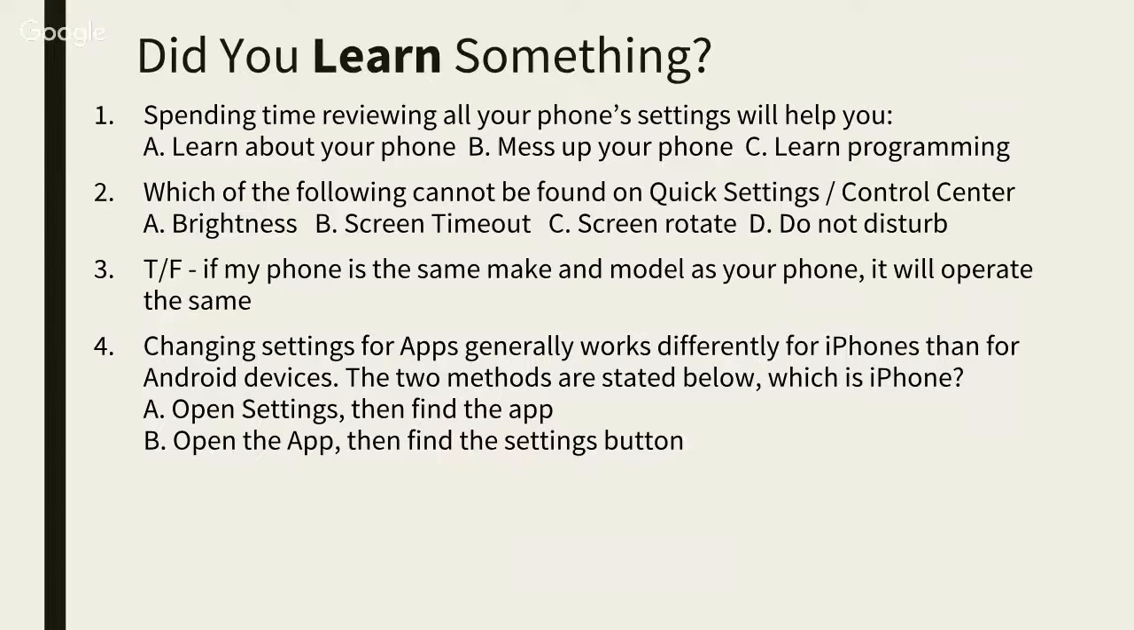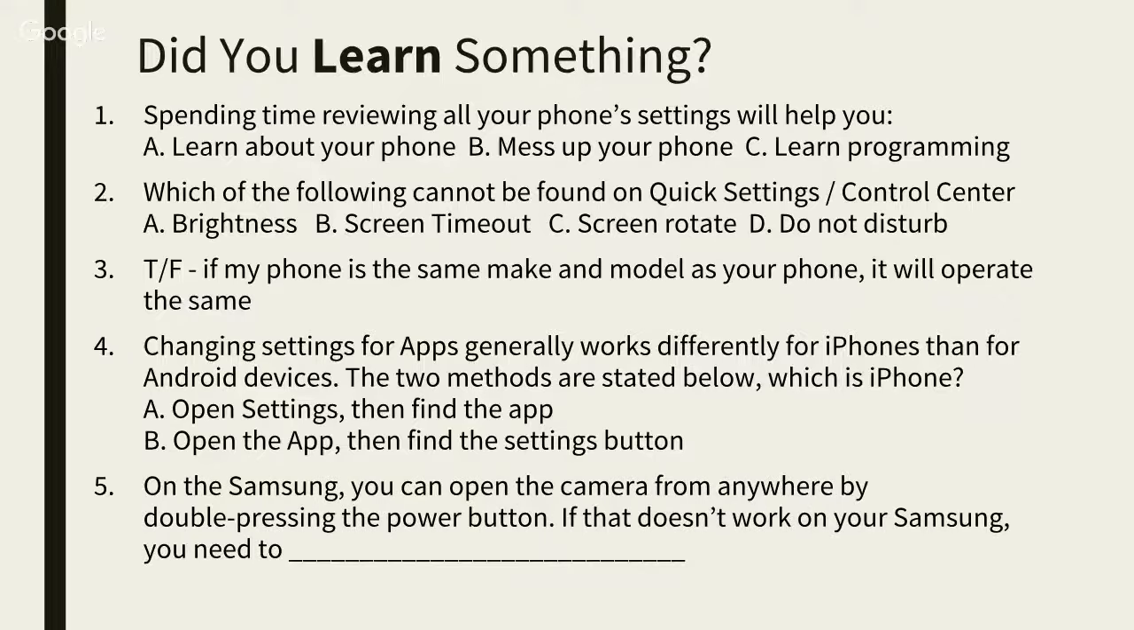Changing settings for apps generally works differently for iPhones than for Android devices. The two methods are stated below. Which is the iPhone? A, open settings, then find the app, or B, open the app and then find the settings button. The iPhone is A, open settings first, then app. Okay. On the Samsung, you can open the camera from anywhere by double pressing the power button. If that doesn't work on your Samsung, there's a setting for that. You need to check settings, find the setting, and it's called Quick Launch on mine. Okay.